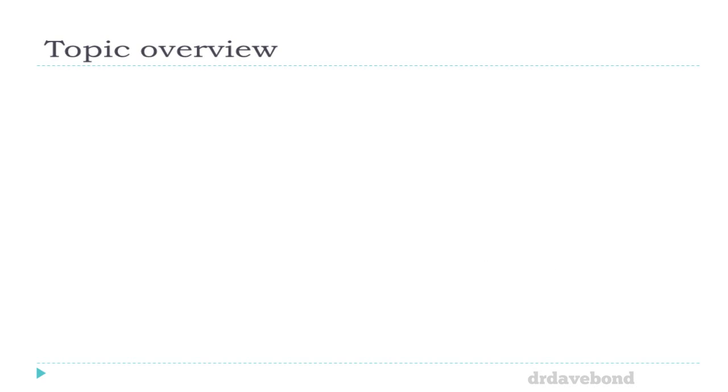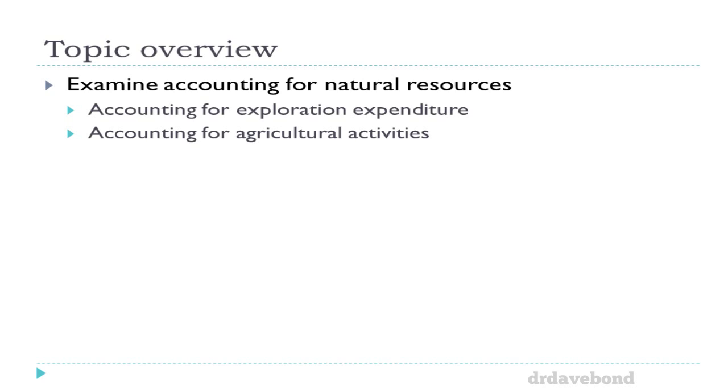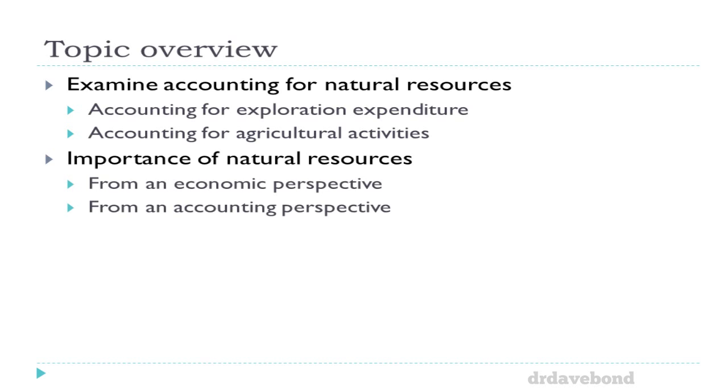Right, topic overview. From here on in, the topic overviews will change slightly, because we're starting to look at specific issues. With the exception of next week, which is an introduction to liabilities, we're going to be looking at natural resources. Then we're going to look at foreign currency in a couple of weeks' time. We're going to look at financial instruments, leases, tax, and so on. We're looking at some specific things here. We're looking at exploration expenditure and agricultural activities.